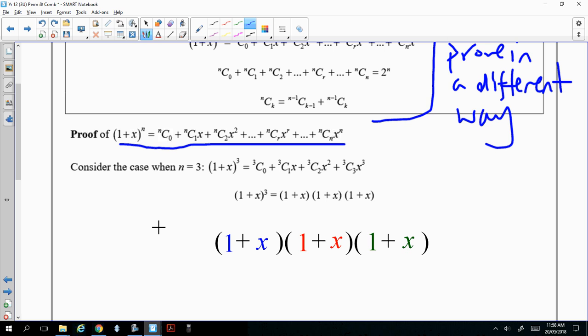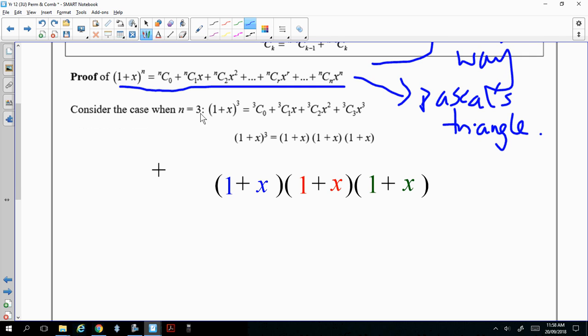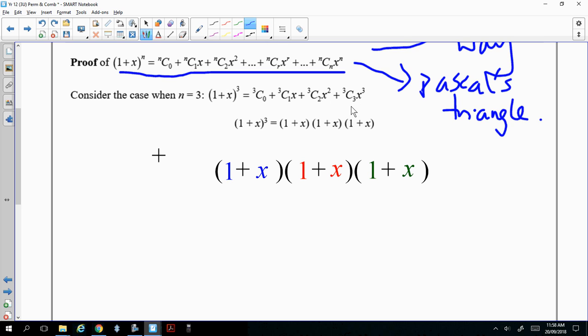And remember this expansion from Pascal's triangle. Let's look at it in a different way using counting techniques. We're going to consider the case where n equals 3, where if you expand it, you get 3c0, 3c1, 3c2, 3c3. Why is it connected to the number of ways of selecting things?